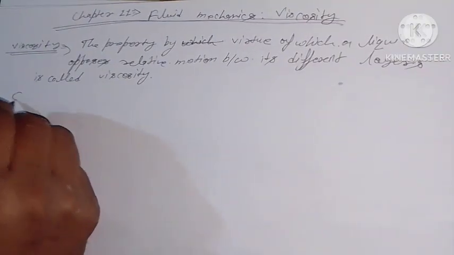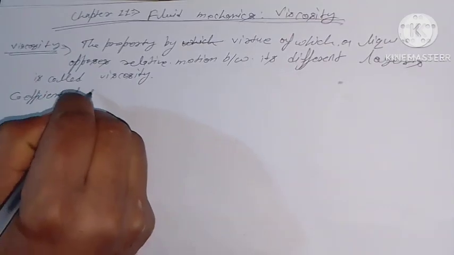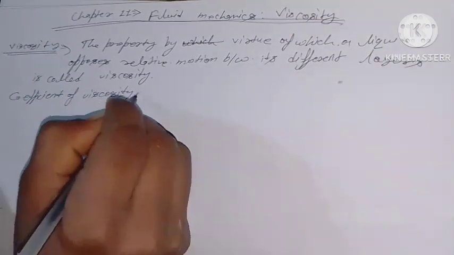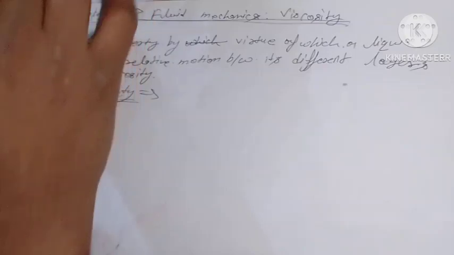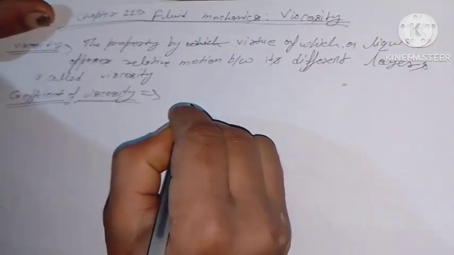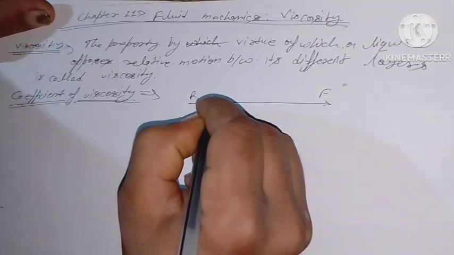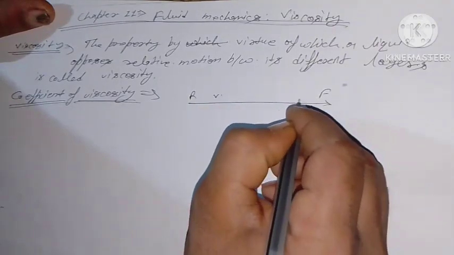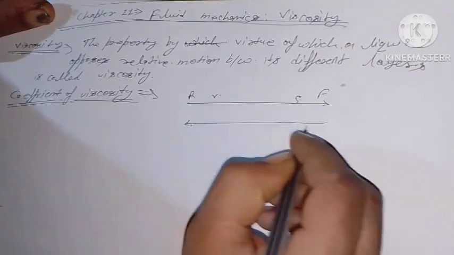Coefficient of viscosity. Let a layer RS of a liquid move with a velocity small v relative to a parallel layer PQ. This is the layer RS, and its velocity is small v. This is S, and one layer is PQ.